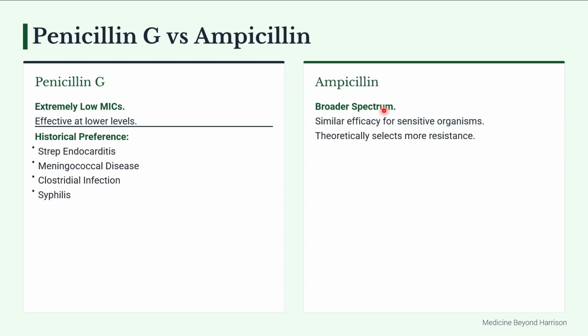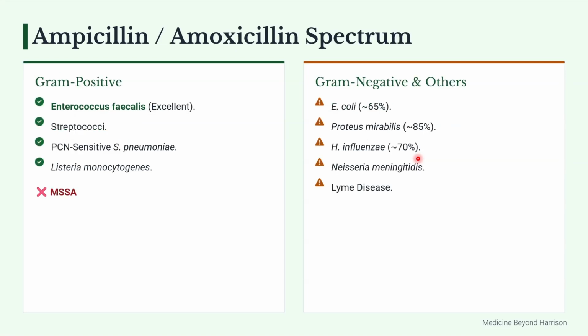Ampicillin has a broader spectrum of coverage. It has similar efficacy for sensitive organisms. Theoretically, it selects more resistance compared to penicillin G. Ampicillin and amoxicillin have almost the same spectrum of coverage. It covers even Enterococcus faecalis, Streptococci, penicillin-sensitive Streptococcus pneumoniae, and Listeria monocytogenes, but again it misses the MSSA organisms. For gram-negative and other infections, it almost misses every other organism.